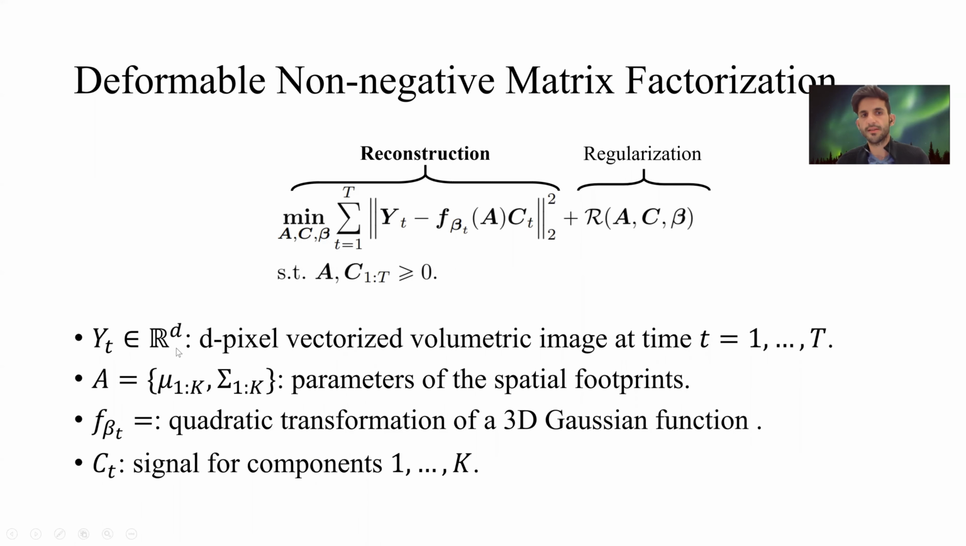So there is a center for each component, and there is a shape parameter, which is a 3x3 covariance matrix of the Gaussian function. The F_beta_t, which is the transformation that is used to bring the canonical representation to the t-th time frame, is a quadratic transformation. In our applications, we observed that a quadratic transformation can provide a fairly accurate solution, and the c_t is the signal for different components.